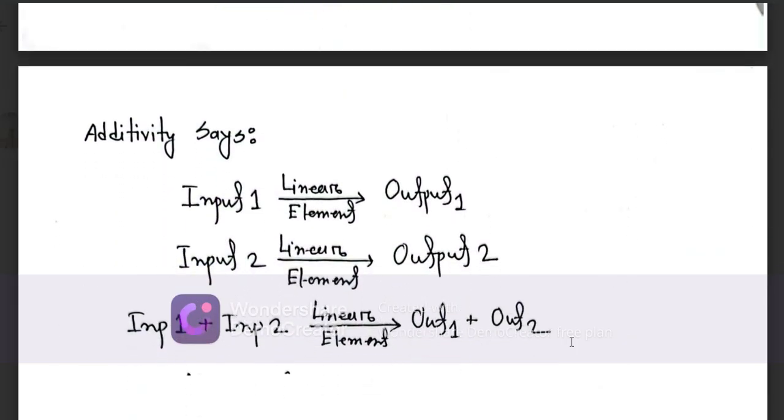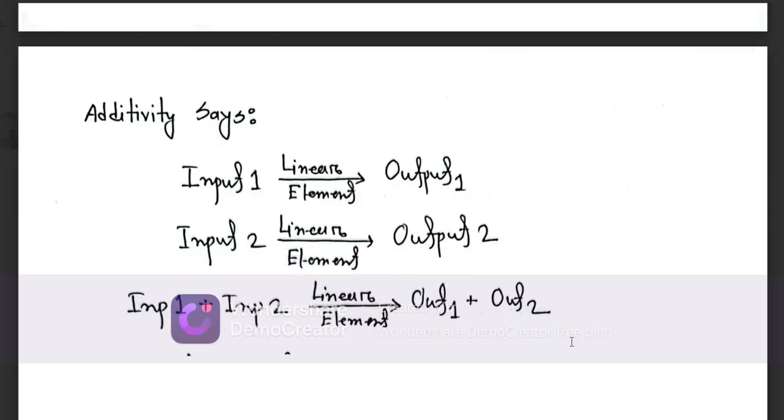Similarly, for additivity, let's suppose now we have multiple inputs, a lot of inputs, maybe 1, 2, 3, 4, 5, 6. Now, for each of the inputs, we have corresponding outputs, right? So according to additivity, if we sum all the inputs together and give it as a single input, then the output will be the summation of all the corresponding outputs.